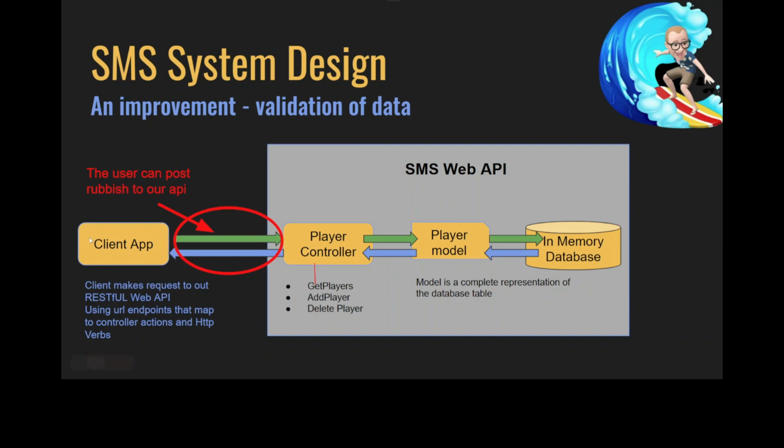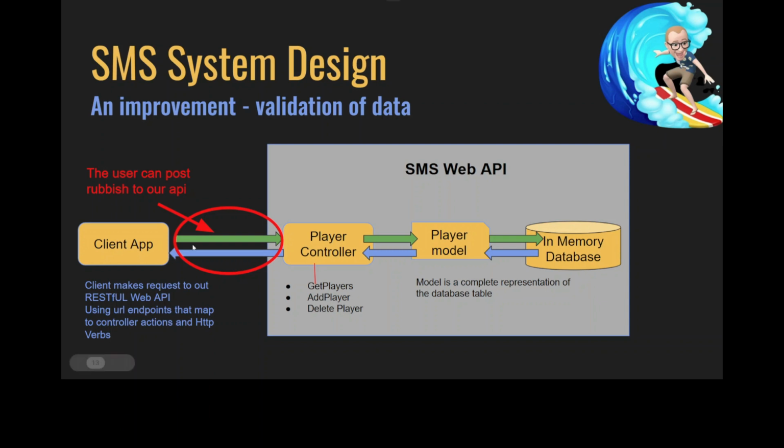So imagine that a user is using our add player endpoint from their application. They've got some sort of UI on the screen that lets the user of the system add players into the underlying system, and at the moment there isn't anything to validate the data that's coming into the system. So the client can submit rubbish to the player controller, which will pass it onto the model, and it will end up in our database. It may not be valid at all.